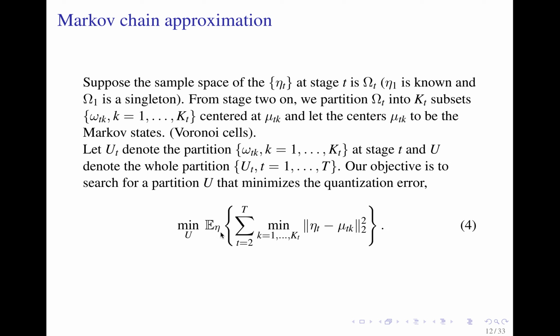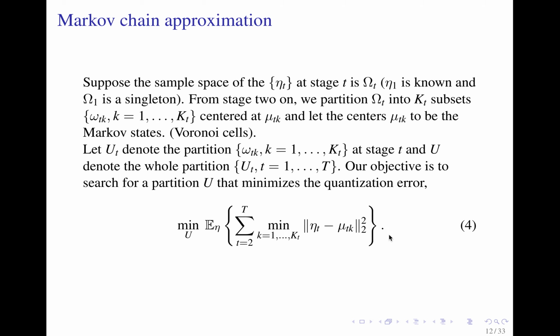So in the end, the outer minimization just says to minimize the total error, or quantization error. All right, and this is done over all partitions. All right, so this is the Markov chain approximation.